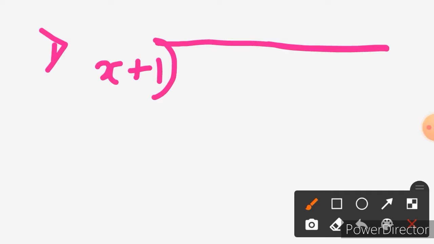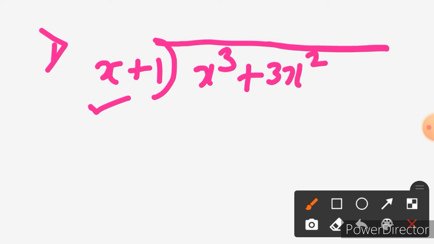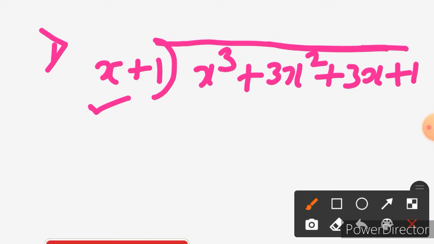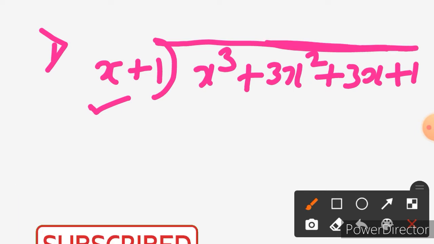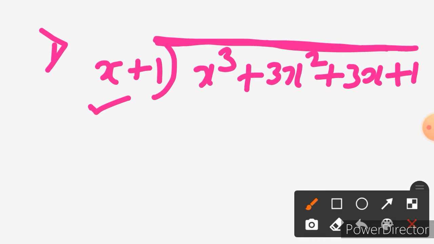So the first question on this screen. Here x plus 1 is the divisor, correct? And what is our dividend, given as a polynomial? x cube plus 3x square plus 3x plus 1. This is the division pattern in order to find out the remainder.